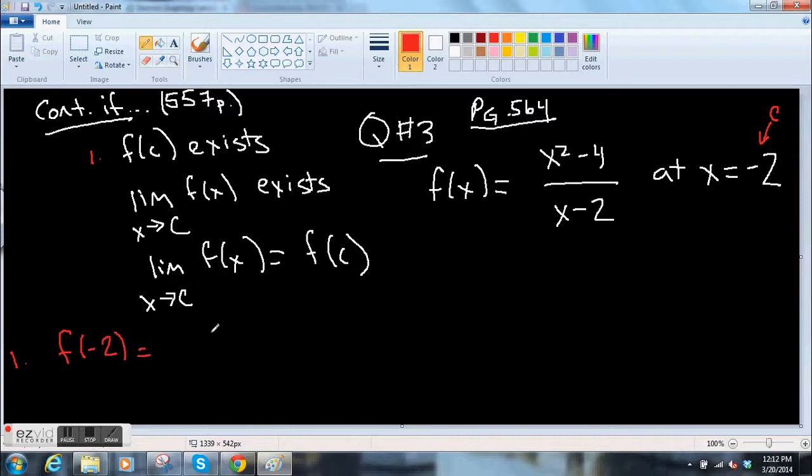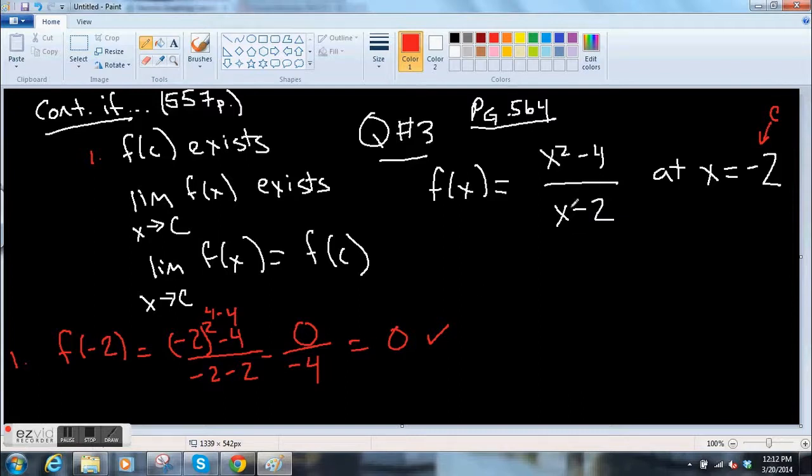Well, that equals negative 2 squared minus 4, all divided by negative 2 minus 2. You see what I did there? Negative 2 squared is 4, and 4 minus 4 is 0. So the function equals 0, but it exists. So yes, it does exist. It just is equal to 0 at that point.